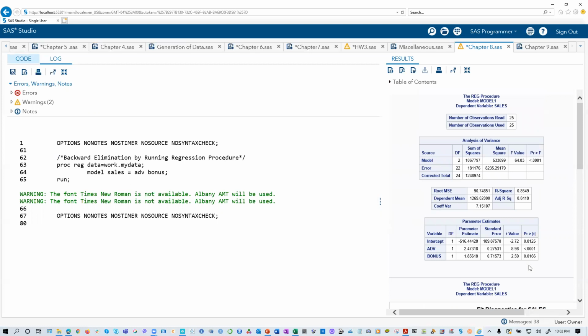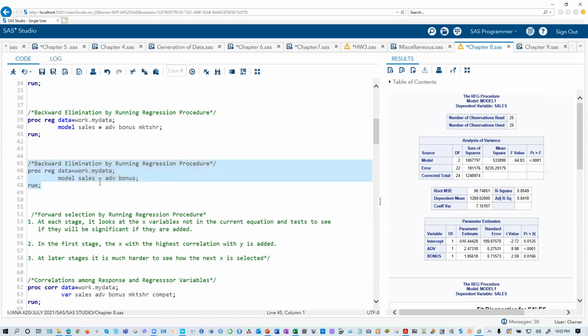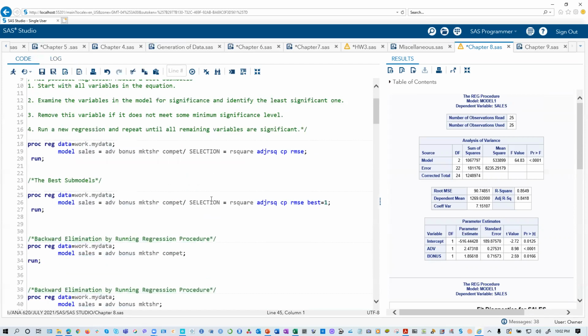There's nothing for us to remove. So we're going to stop here. When it comes to the point that all are significant, we stop here. See, that's the same thing we got from the other procedure as well.